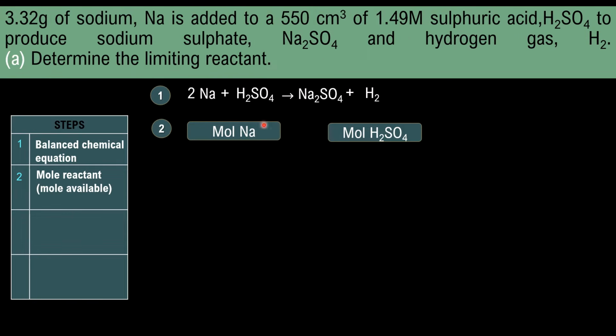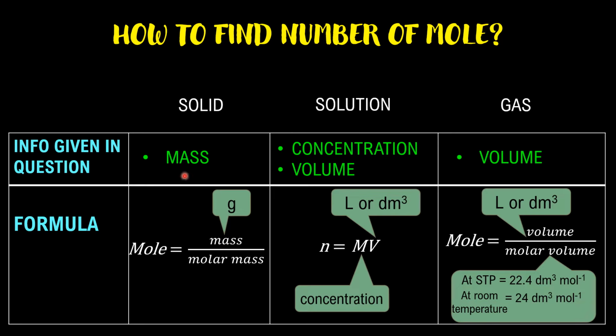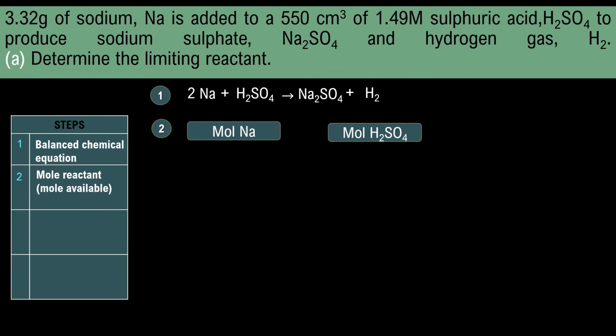To find number of mole of sodium, kita kena tengok dulu apa information yang kita ada untuk sodium. So untuk sodium yang kita ada adalah mass 3.32 gram. Kalau kita ada mass dan kita nak find number of mole, kita akan guna formula mass over molar mass and make sure the mass is in gram. So we write the formula, then we substitute mass of sodium and molar mass of sodium. So we get number of mole is 0.1443 mole.